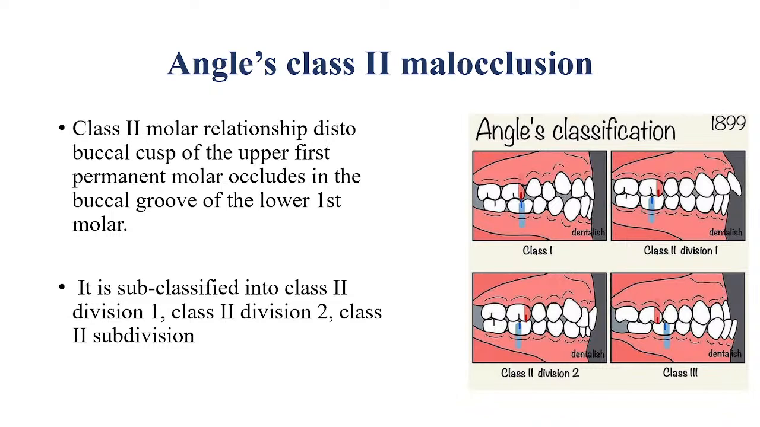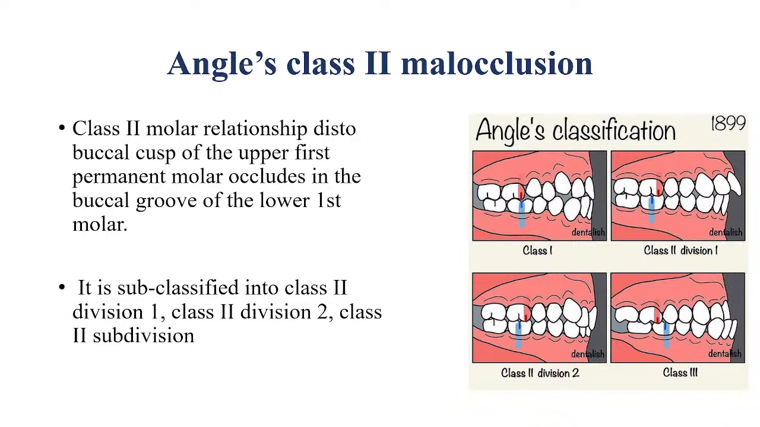Then we have a class 2 malocclusion. For class 2 malocclusions, there will be a class 2 molar relationship. Class 2 basically means your upper jaw is ahead of your lower jaw. So when your upper jaw is ahead, which cusp of the first permanent molar will occlude with the lower buccal groove? Your distobuccal cusp, because the mesiobuccal cusp is moved ahead.